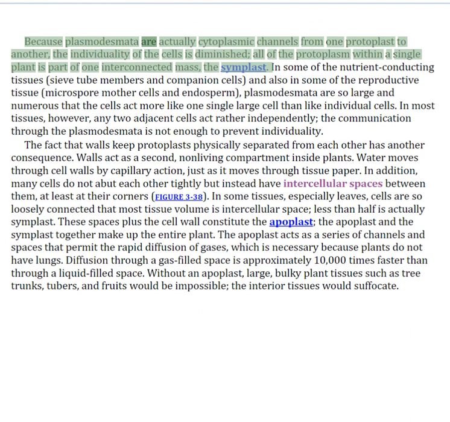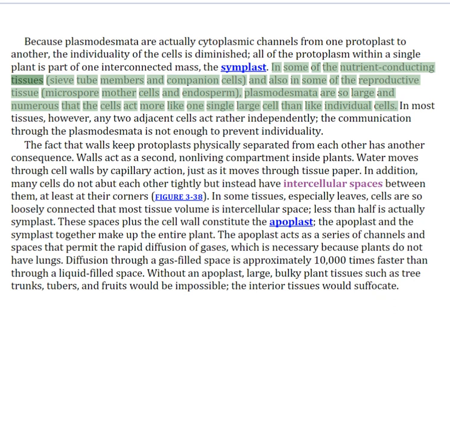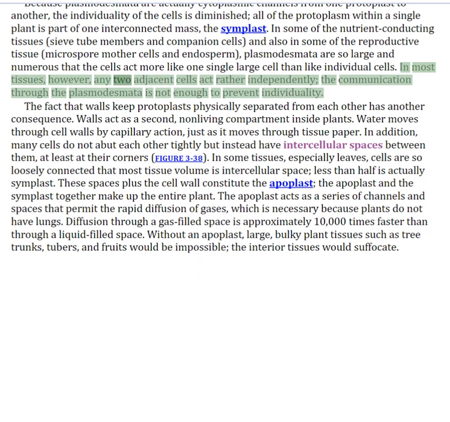Because plasmodesmata are actually cytoplasmic channels from one protoplast to another, the individuality of the cells is diminished. All of the protoplasm within a single plant is part of one interconnected mass, the symplast. In some of the nutrient-conducting tissues and also in some of the reproductive tissue, plasmodesmata are so large and numerous that the cells act more like one single large cell than like individual cells. In most tissues, however, any two adjacent cells act rather independently. The communication through the plasmodesmata is not enough to prevent individuality.